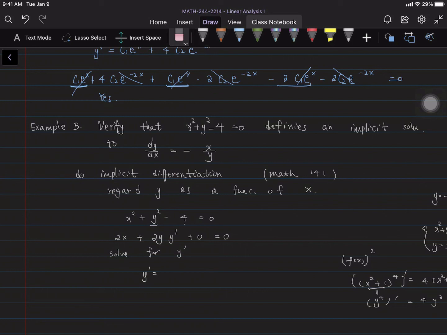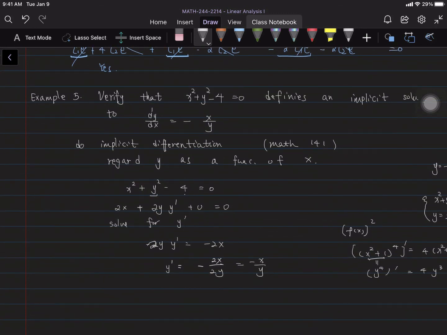And we can move 2x to the right side, negative 2x, and solve for y prime. Okay, so when we move 2x to the right side, we don't change the sign of y prime, right? So it should be negative 2x over 2y, which is negative x over y. And then if we look at this equation, this differential equation is exactly the same as the one given at the beginning.